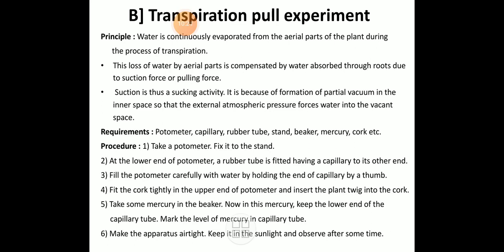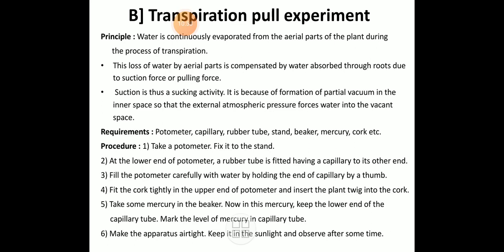Which things are required? The requirements are a potometer, capillary, rubber tube, stand, beaker, mercury, and corks. Now, what is the procedure? Take a potometer and fix it to the stand. At the lower end of the potometer, a rubber tube is fitted, having a capillary at its other end.